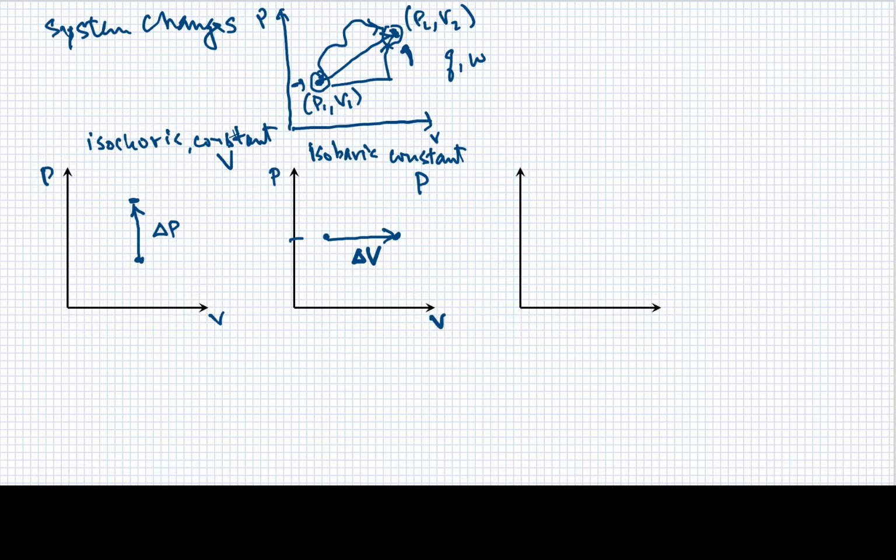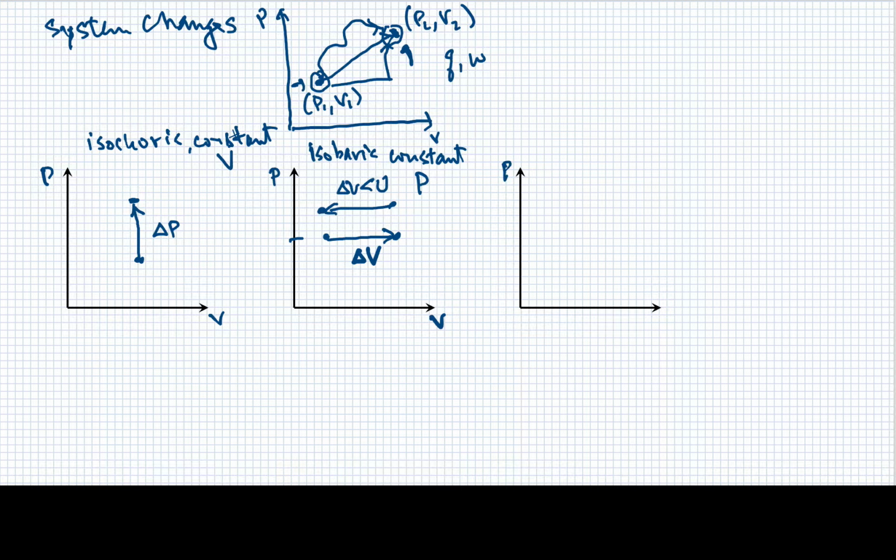Now I've drawn this as an expansion because the delta V is positive, but I could have also drawn this for a compression where the delta V is negative. All right, so you can represent both of these things on a PV diagram.